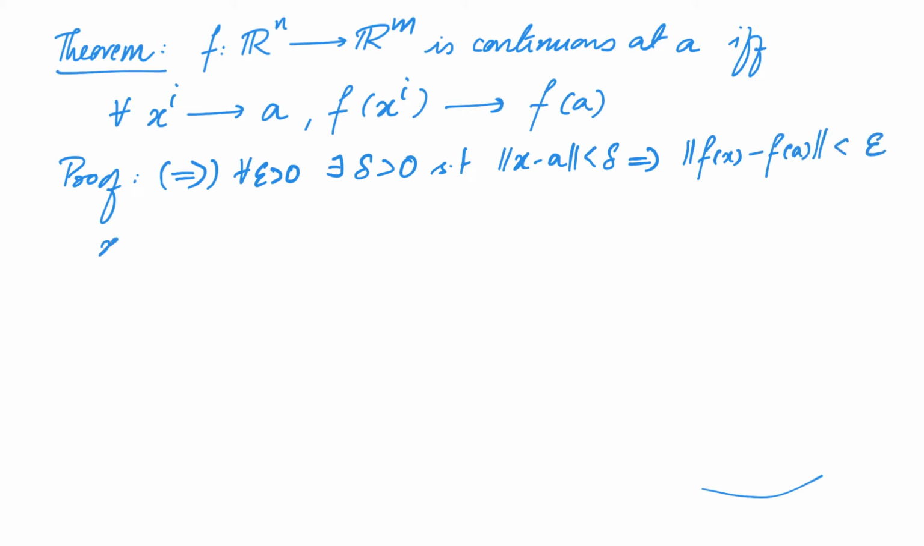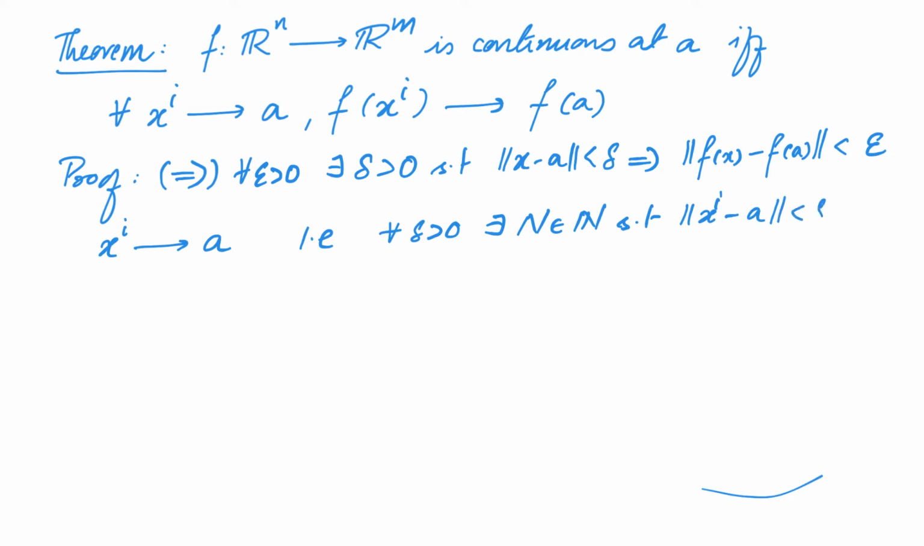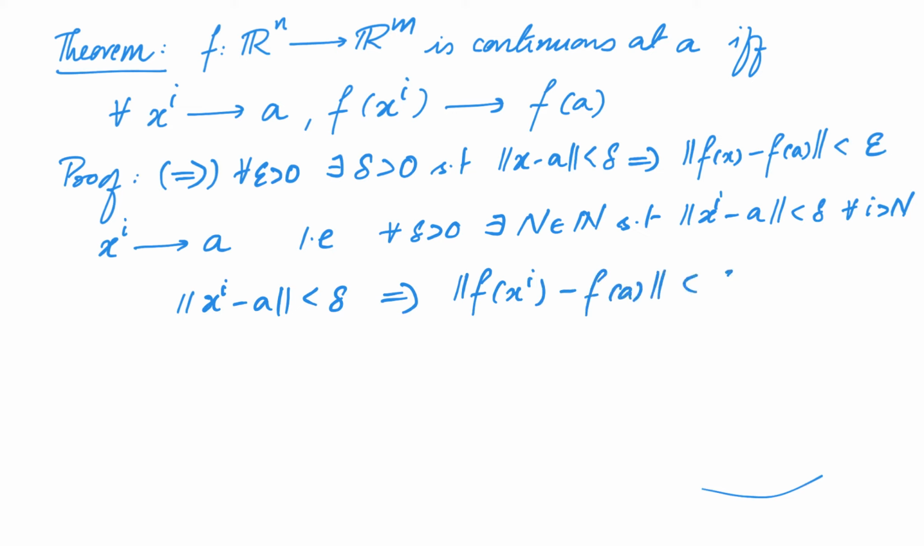Now let us take a sequence x_i that converges to a. As x_i converges to a, we know that for every delta greater than 0, we can find some natural number n such that norm of x_i minus a is less than delta whenever i is greater than n. But if norm of x_i minus a is less than delta, then by continuity of f, we know that norm of f of x_i minus f of a has to be less than epsilon. Which means that the sequence f of x_i has to converge to f of a.